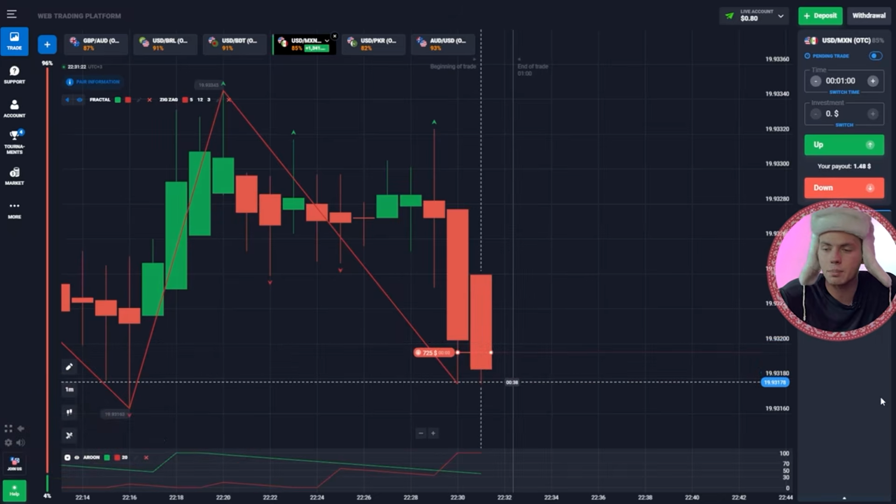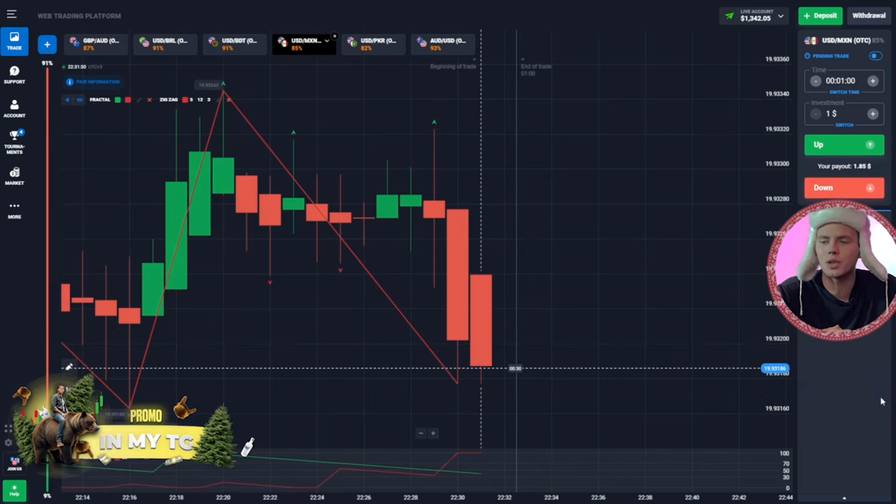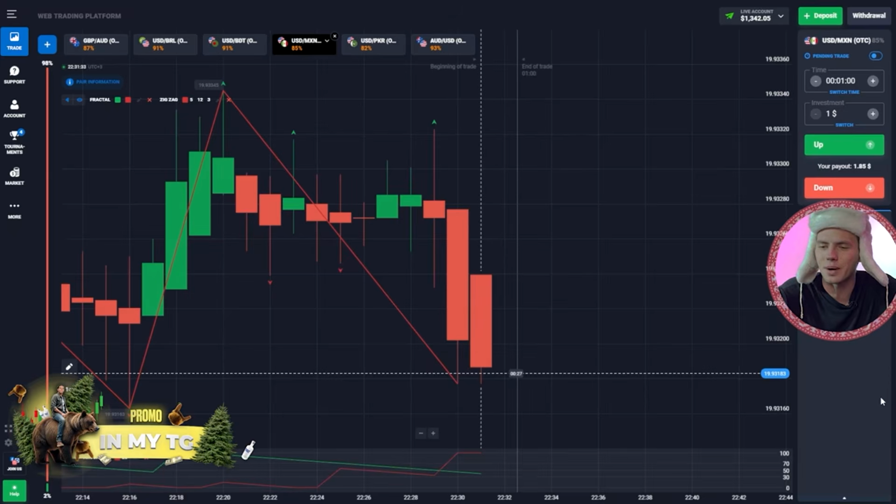And what is happening, basically, you see it by yourself. We have here a pretty obvious division down, and we got a trade closed. Wonderful. 1341. Great. 1341 on our balance right now.